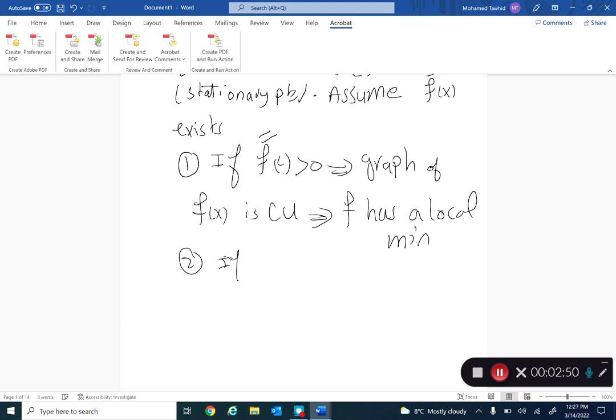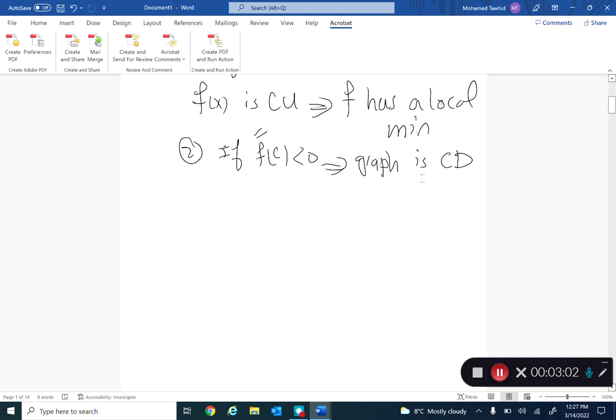If the second derivative is less than 0, then the graph is concave down. If the graph is concave down, then f has a local max. What is case number 3?